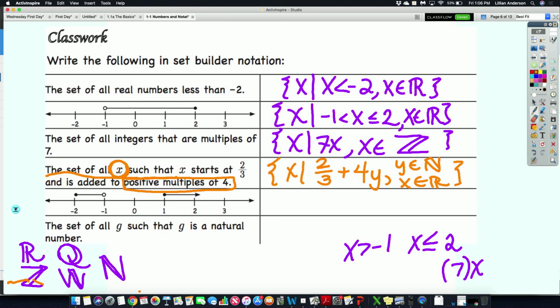Did we get the next one? Maybe? The set of x values such that, how do I represent this first part? Negative 2 less than or equal to x less than negative 1. How do I represent this part? x greater than or equal to 1. How do I connect them together? A comma. If you have multiple pieces on a number line, you just connect them with a comma.